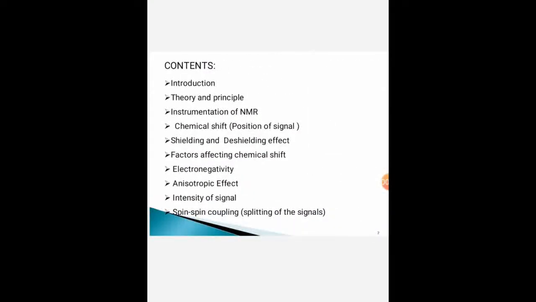The contents of our discussions are introduction, theory, principle, instrumentation of NMR, position of signal, that is chemical shift, shielding and deshielding effect, factors affecting chemical shift, in which we discuss electronegativity effect and anisotropic effect. Then the next point is intensity of signal and the spin-spin coupling, or we call it the spin-spin splitting, and the last point is the application of NMR.